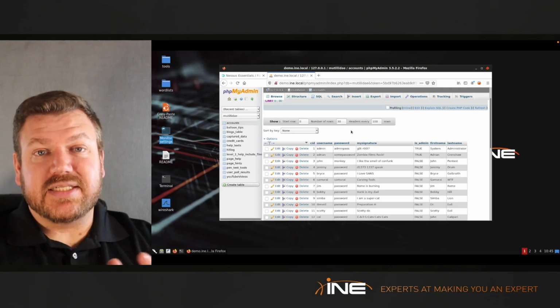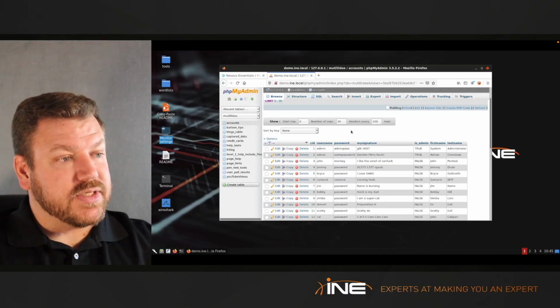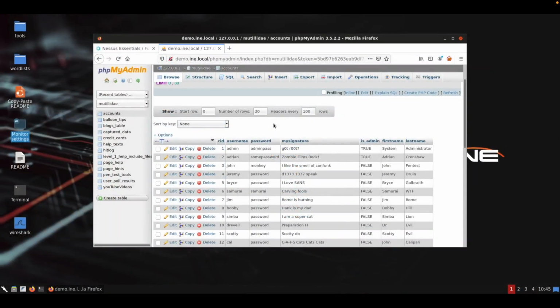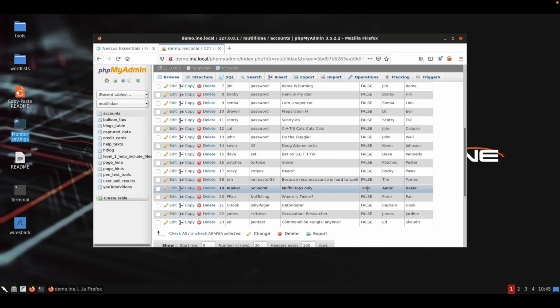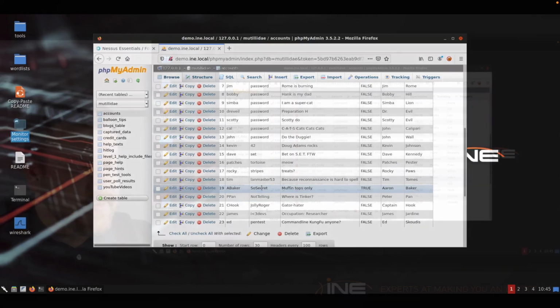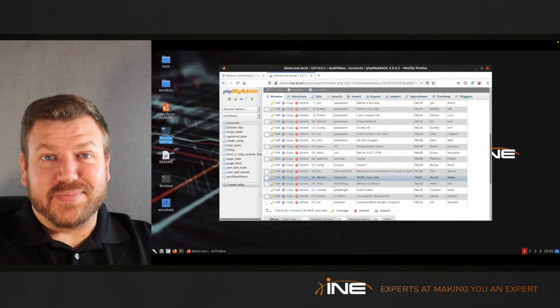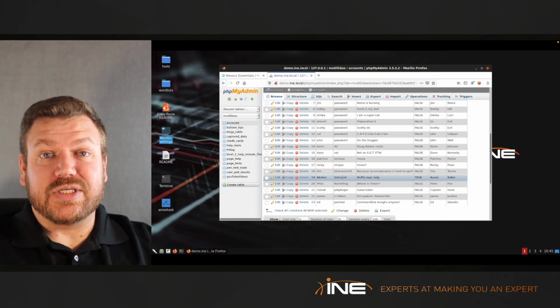So this is not good, because what you can see here is we've got usernames, passwords, signatures, first name, last name. It even tells us if they are admins. So secret. This is just bad. This is really bad. So we would want to share this.